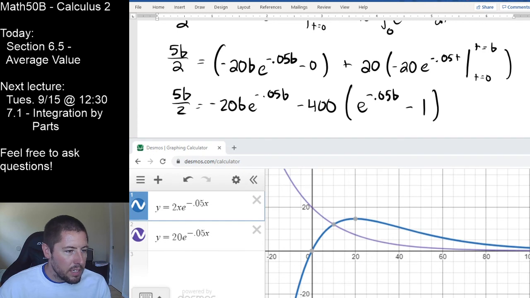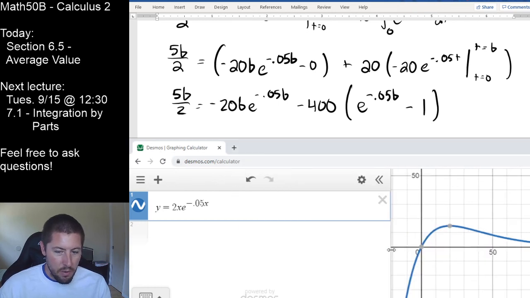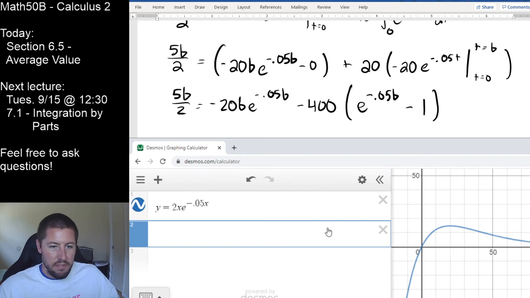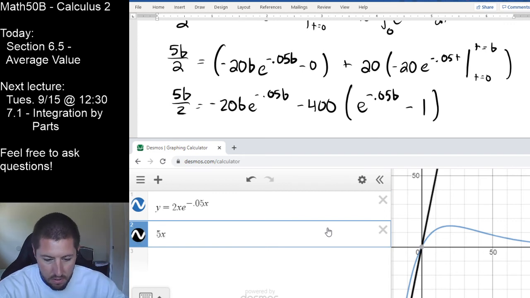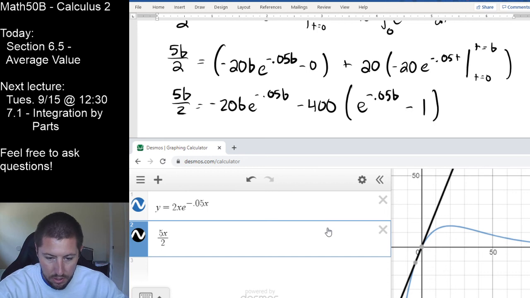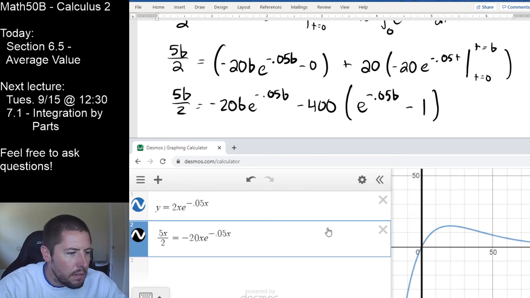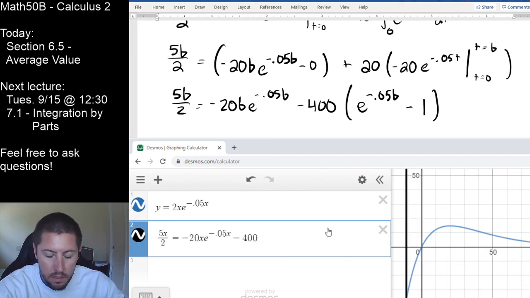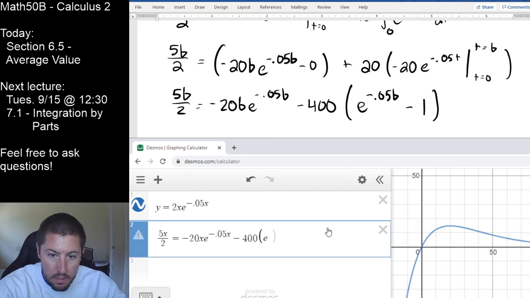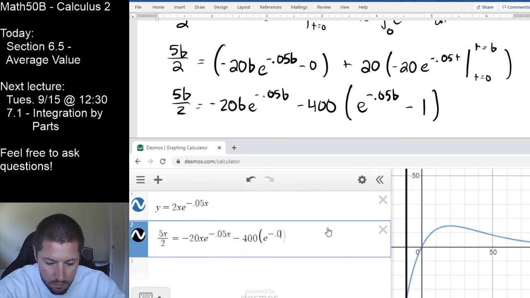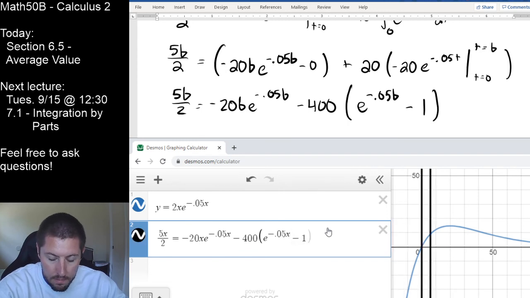All right, let me throw that expression in here now. So I've got our original formula in blue. I'm going to go ahead and leave that. Right here is where I want to throw in our gnarly expression of interest. 5x over 2 is equal to negative 20 x e to the negative 0.05 x minus 400 e to the negative 0.05 x minus 1.